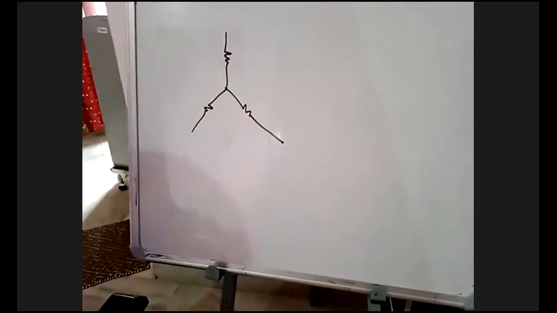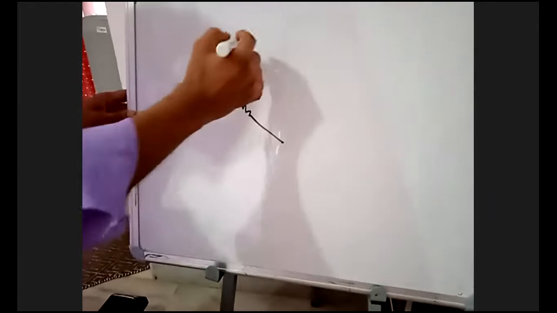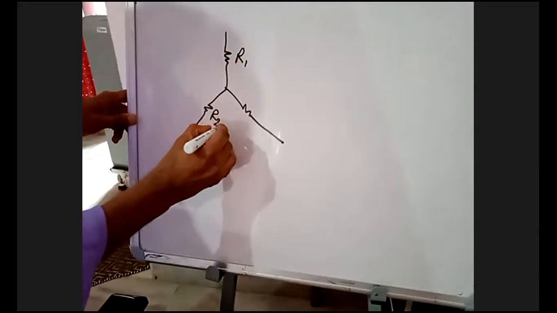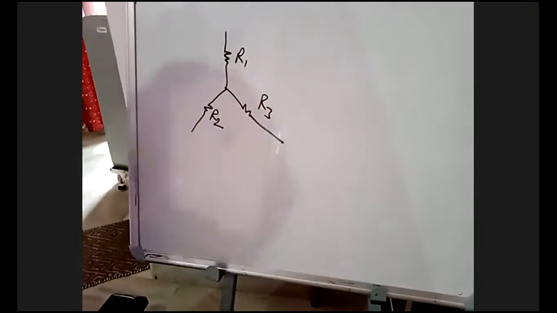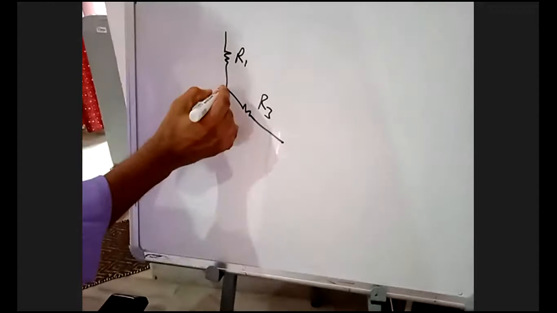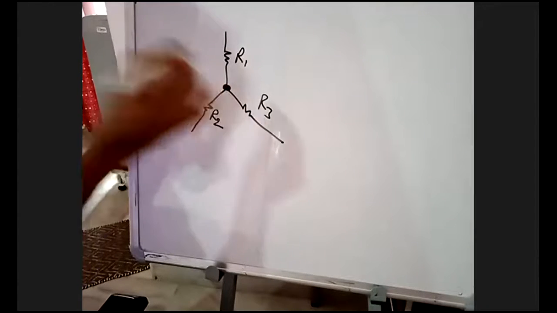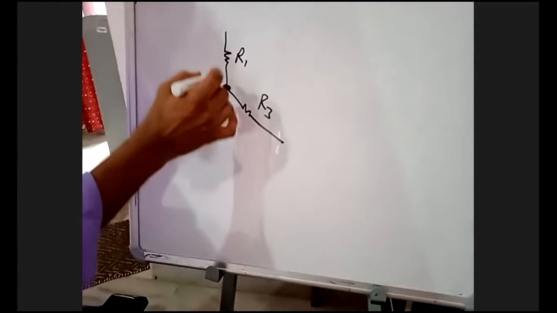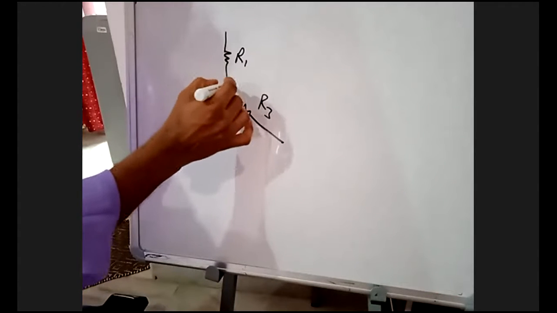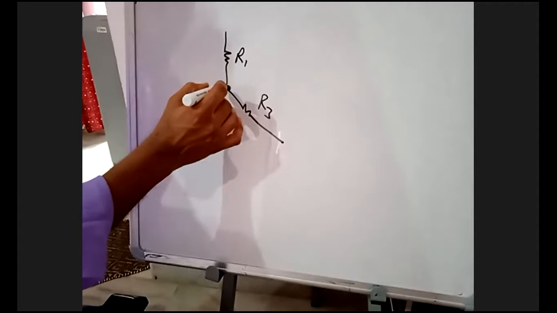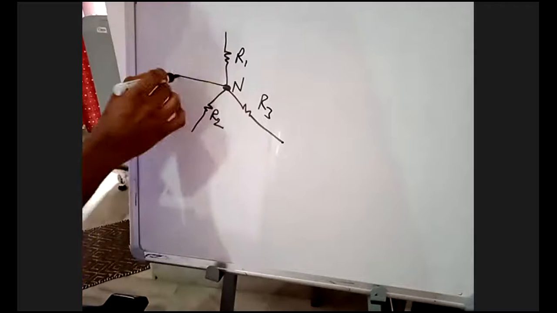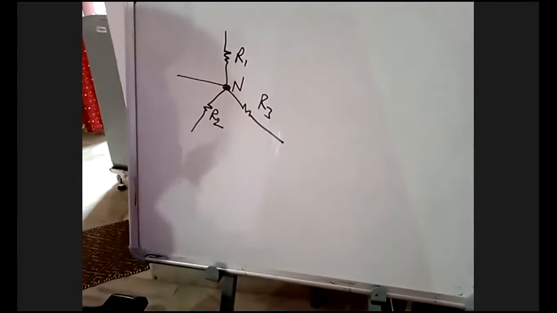This is the star connection. Let us take this is R1, this is R2, this is R3. We are having three branches here. All the three branches are connected to a common point. This point can be taken as a neutral point also if you want, but generally it is not required.